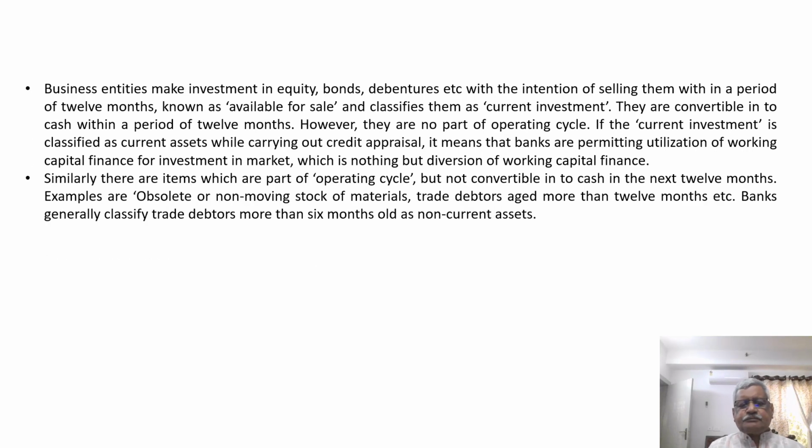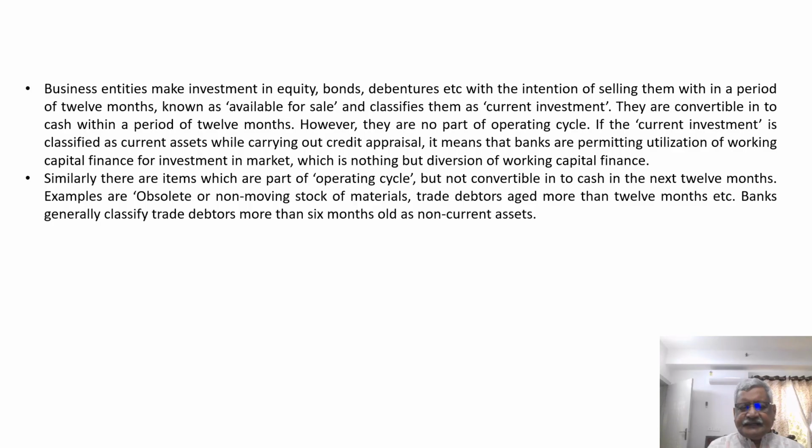Business entities make investments in equity, bonds, debentures, etc., with the intention of selling them within a period of 12 months, known as available for sale, and classify them as current investment. They are convertible into cash within a period of 12 months. However, they are not part of the operating cycle. If the current investment is classified as current assets while carrying out credit appraisal, it means that banks are permitting utilization of working capital finance for investment in the market, which is nothing but diversion of working capital finance.